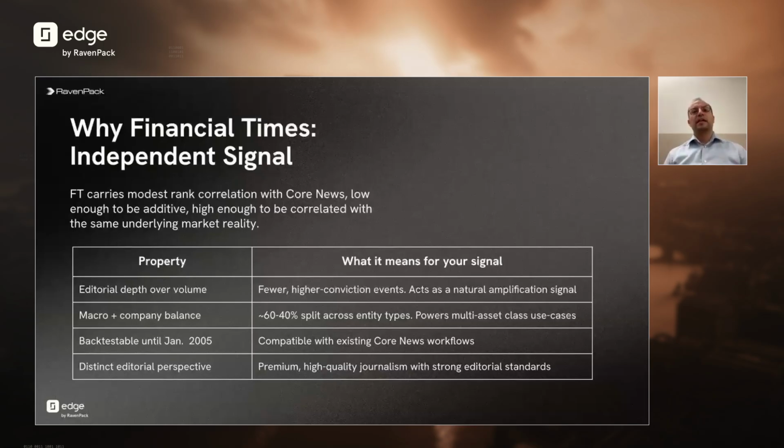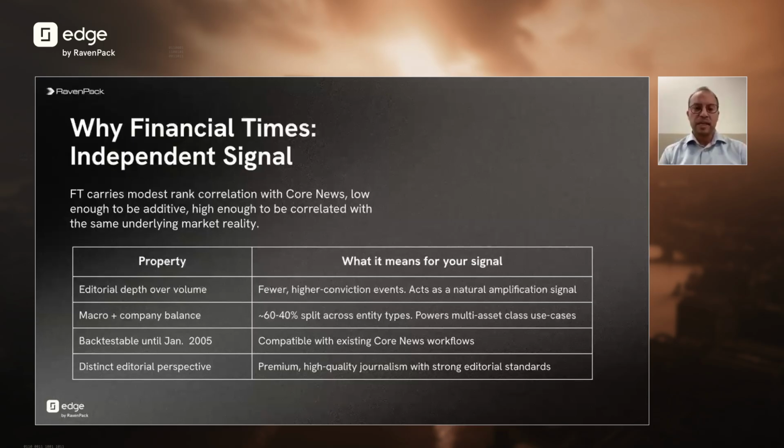It's also very clear from our research that the market does appreciate the premium, high quality journalism that is being brought to market by the Financial Times. It's clear that it has financial materiality. It's not necessarily a massive data set, but it's more about fewer, higher conviction events. And it provides a very good use case for creating amplification type signals on top of other news signals that you create.